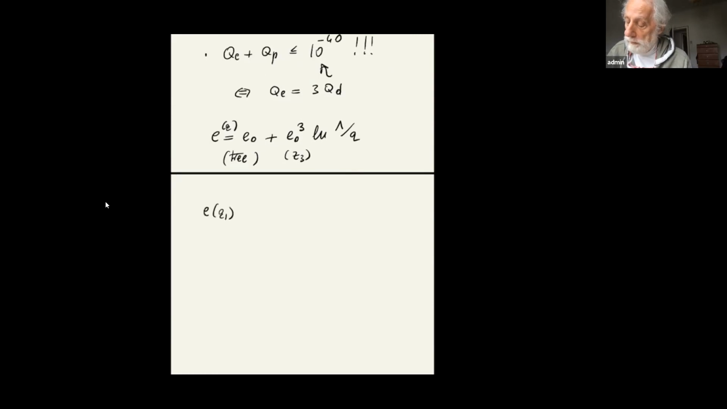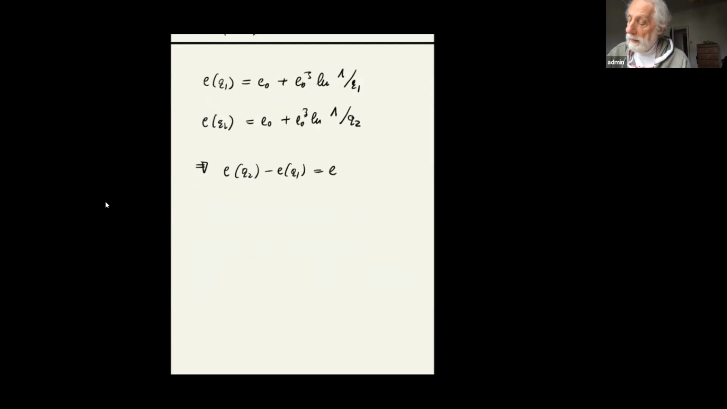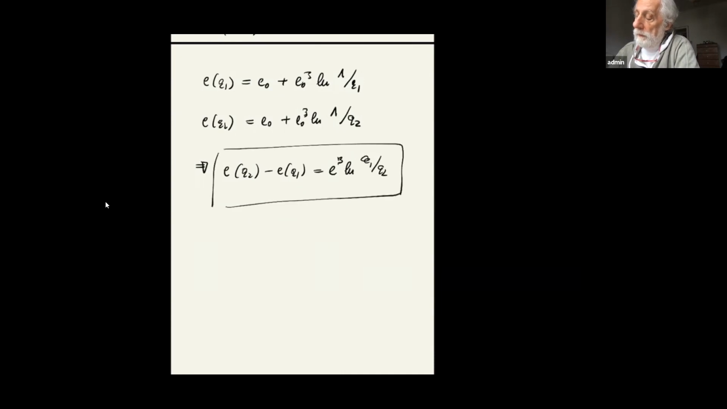Notice E of Q1 is E0 plus E0 cubed logarithm lambda over Q1. E of Q2 is E0 plus E0 cubed logarithm lambda over Q2. So E of Q2 minus E of Q1 is E0 cubed, but then I can call E cubed to this precision. I'm doing perturbation theory, so here I can substitute E equals E0. That's the next order. So what do I get? Logarithm Q1 over Q2. This is what I was saying about coupling constants.